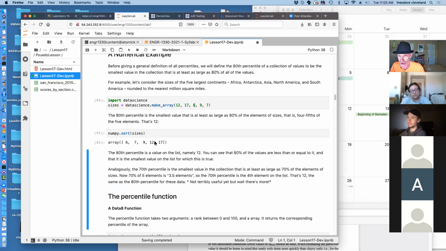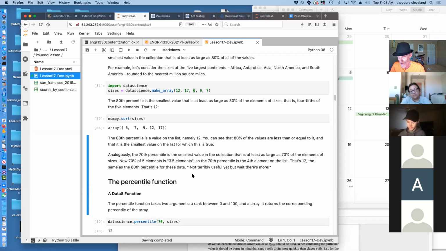And we can see that 80% of the values are less than or equal to it. So 12 is less than or equal to 12, 9 is less than or equal to 12, 7 is less than or equal to 12, 6 is less than or equal to 12, 17 is not less than or equal to 12. So 4 of the 5 elements of the list are less than or equal to our target value, so that target value is our 80th percentile.